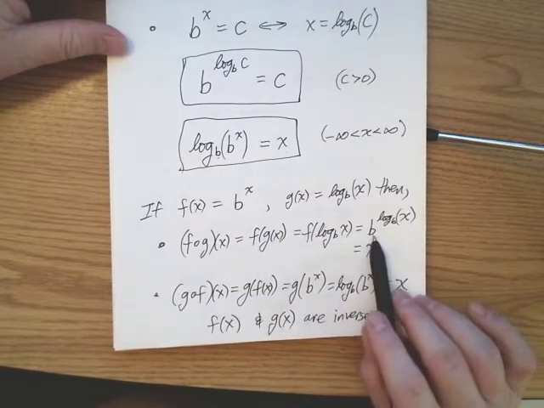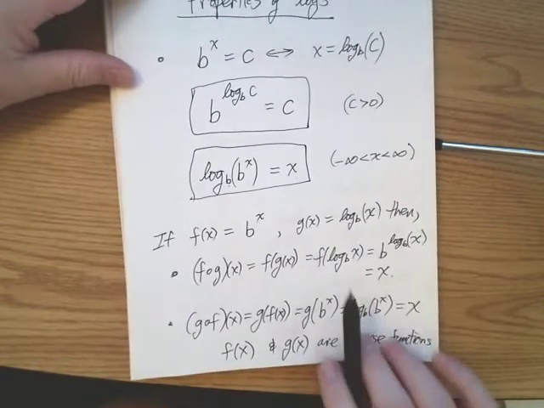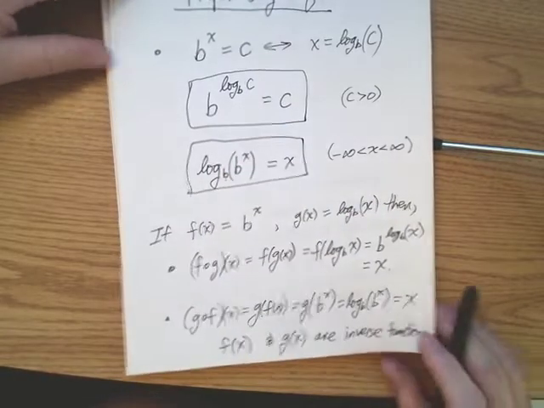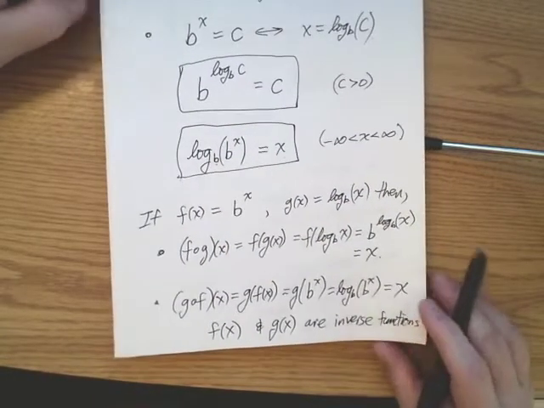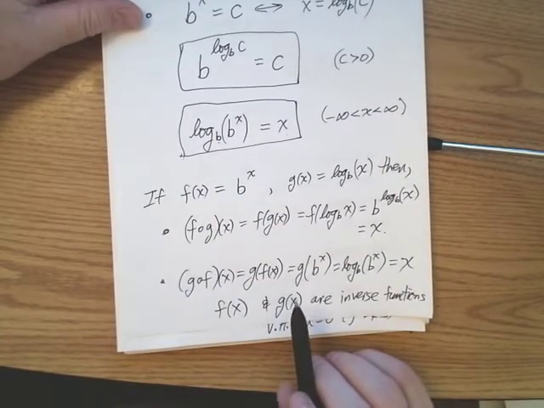So that would be what? b to the logarithm base b of x, which we just showed up here would be what? x, right? I replaced c by x in this particular equation because I want it to be a variable. I want to think of it in a varying way. Here I was thinking of c as a constant.